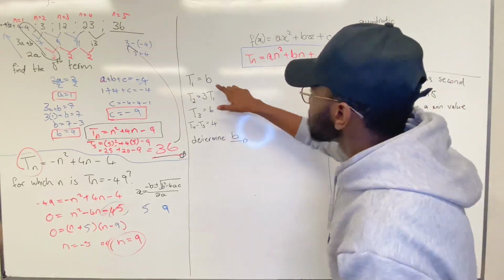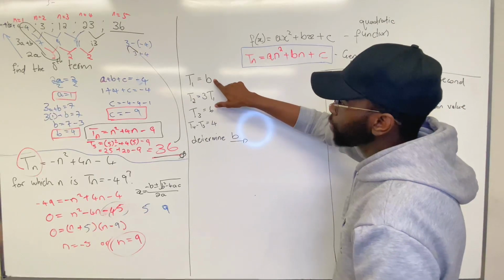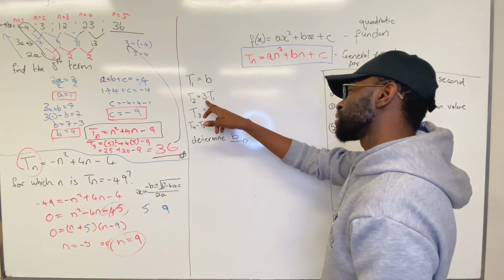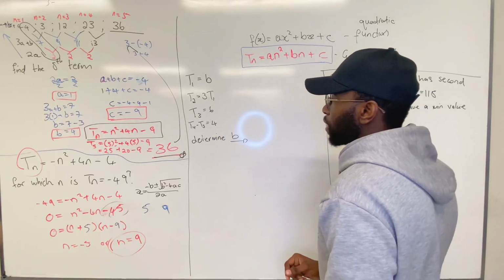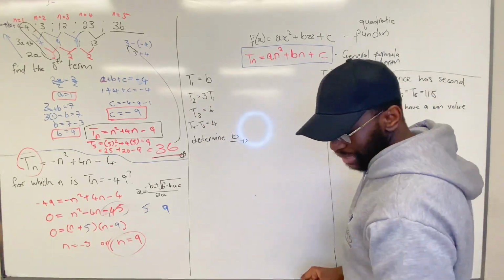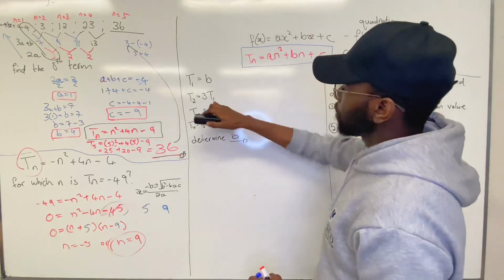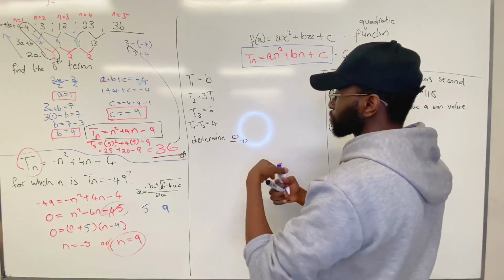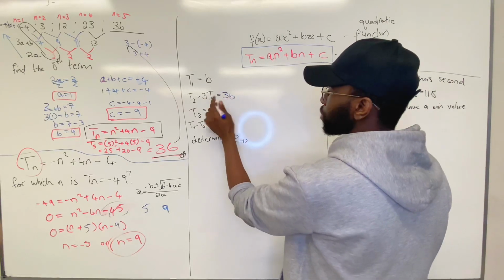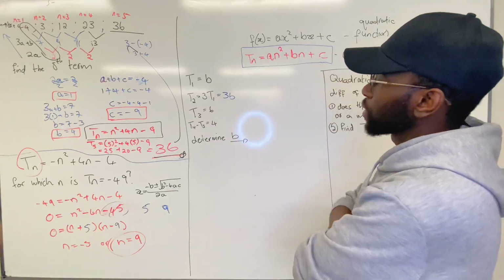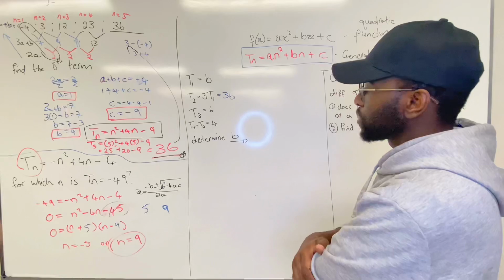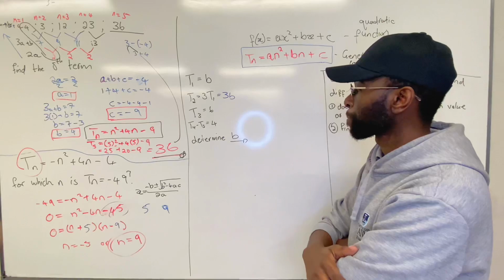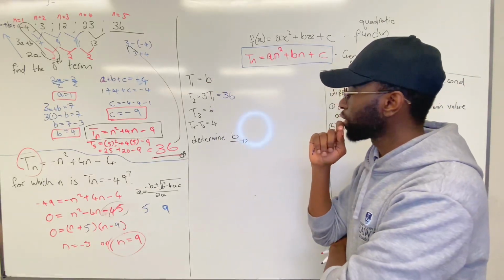A more complicated problem to work with. They say that T1, our first term, is equal to B. Our second term is equal to 3 times term 1. Now, I'm already going to start here and say, okay, T2 is 3 times T1. That means that it is equal to 3B, because T1 is equal to B. Term 3 is equal to 6, and the difference between T4 and T3 is 4. Determine the value of B.